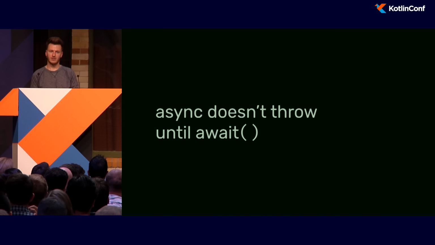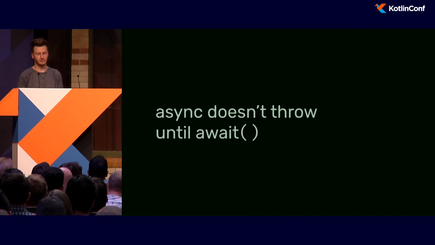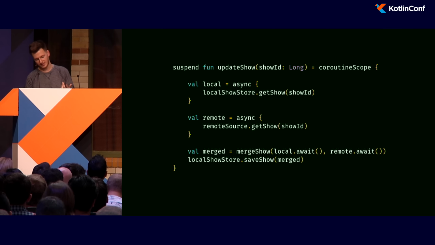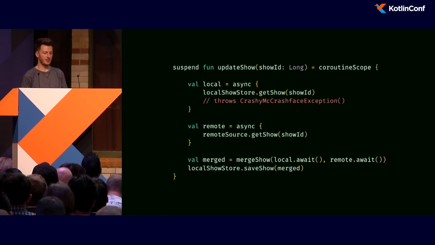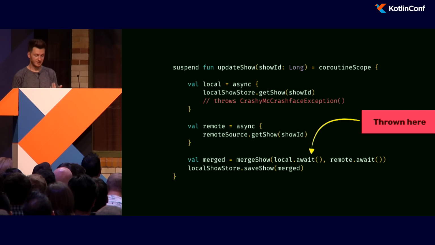The other one that caught me out a few times is that async doesn't actually throw until you call await. It will hold on to the exception, basically. So back to our example. This time, we're going to throw the exception in the first async block. Now here, as I just said, it's not actually thrown until the await.